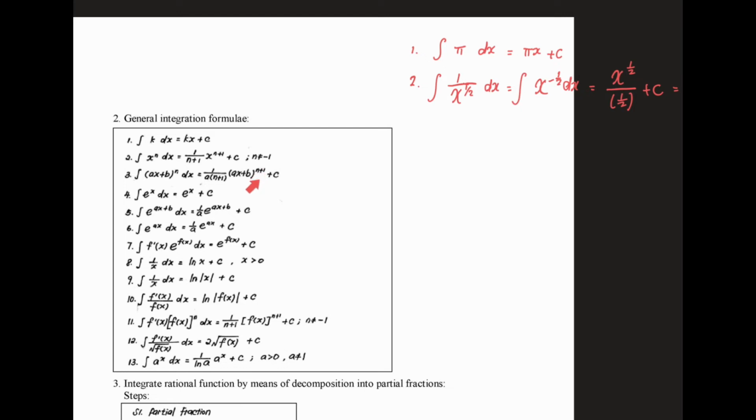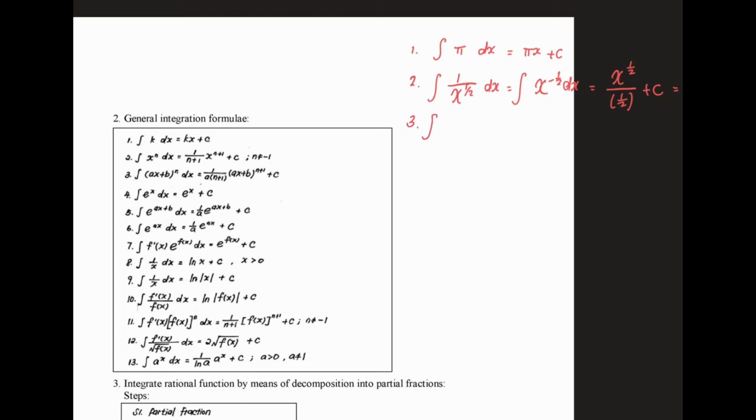So what happened here is we add 1 to the power, and after that we need to divide by 2 things. The first thing is a. The second thing is n plus 1. We need to divide by 2 things. Okay, now let's see one example.